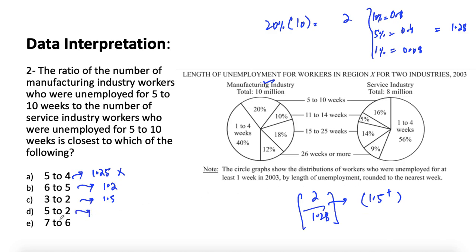Now the next is 5 by 2, which is 2.5. Again not possible. And last is 7 by 6. This is again not possible. So the only possible answer is option C, which is 3 by 2.